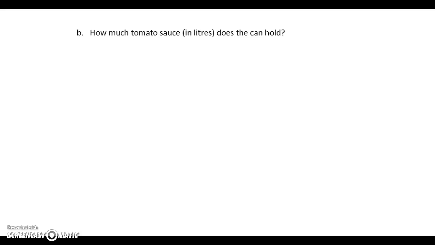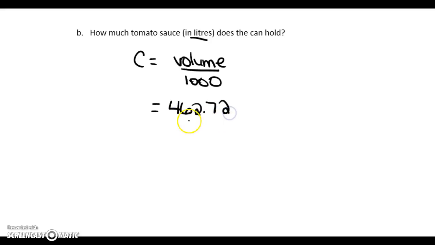So part B here wants to know how much tomato sauce in liters the can holds. So if you remember earlier in the video, we said that your capacity was equal to your volume divided by 1,000. And that's assuming that this volume is in centimeters cubed, which in this case it was, so we don't have any work to go back and redo. So in part A, our volume was 462.72 centimeters cubed, and we're going to divide it by 1,000.